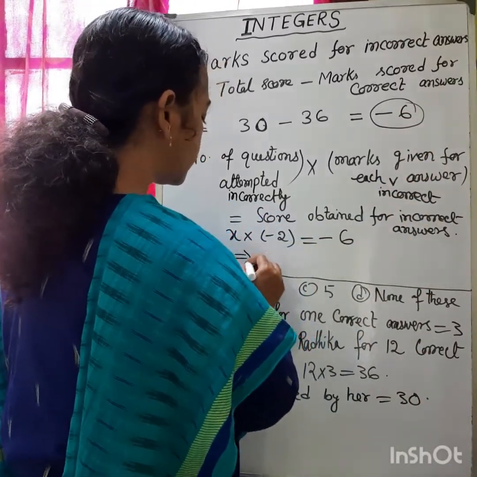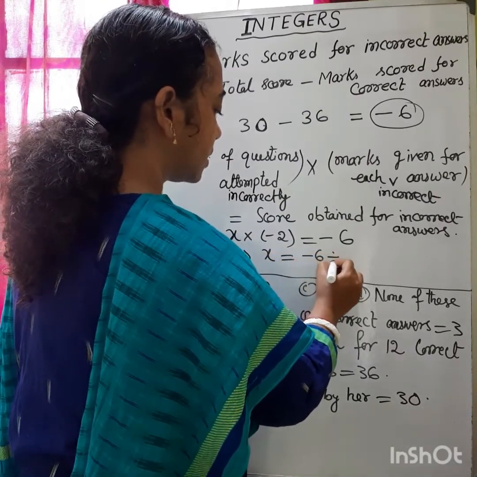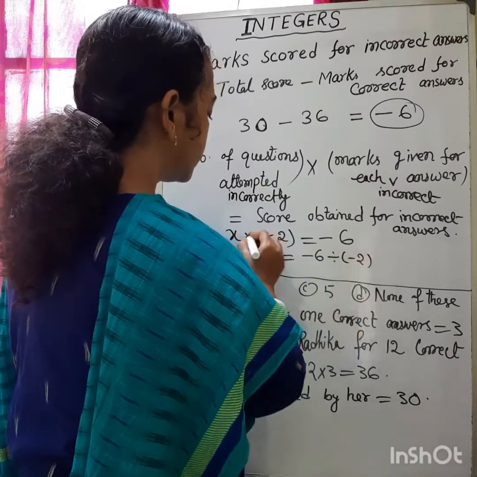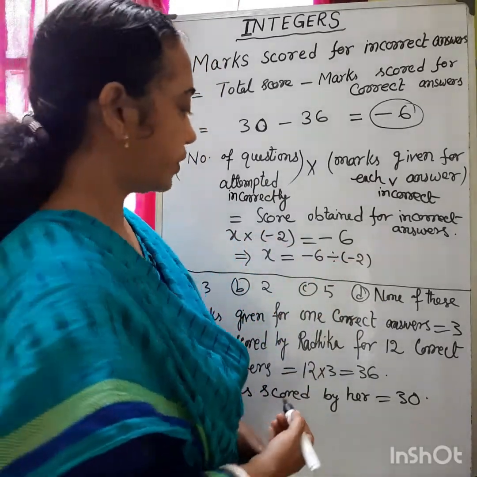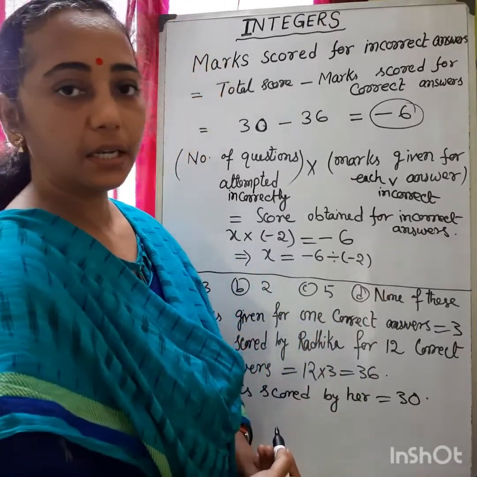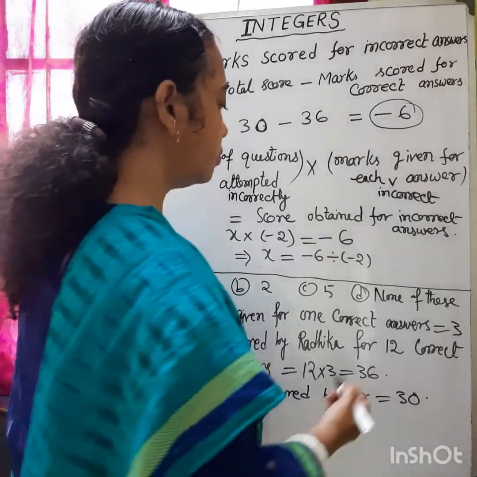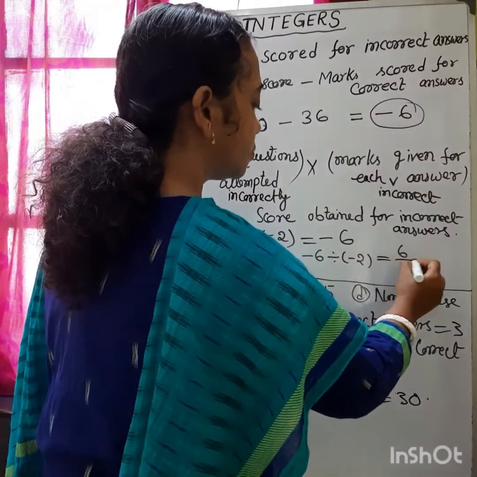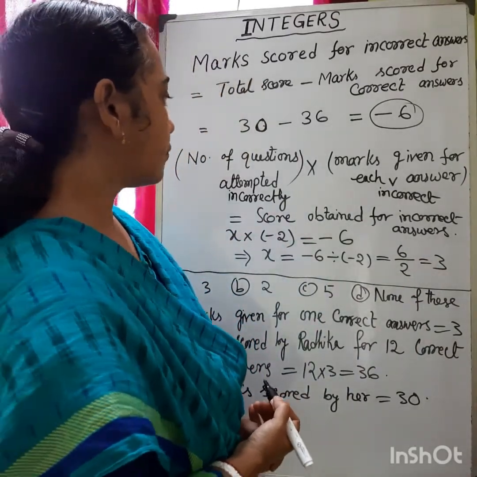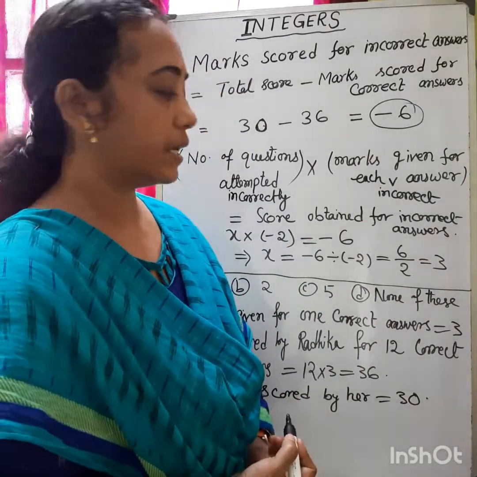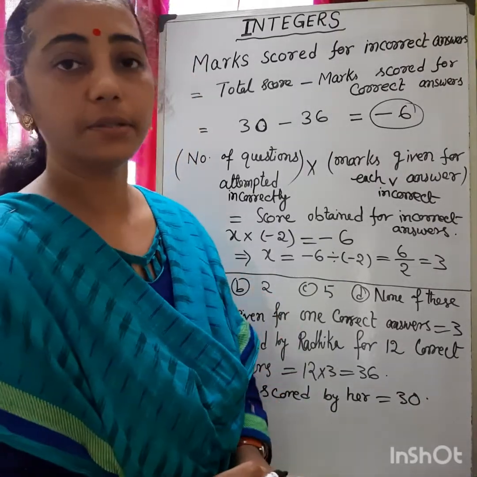So this implies x is equal to minus 6 divided by minus 2. Here it is in the form of multiplication, so if we divide both sides by minus 2, on the right hand side it becomes division. So minus 6 divided by minus 2 becomes 6 by 2, which is equal to 3. So the number of questions attempted incorrectly is 3. So the correct option will be A, that is 3.